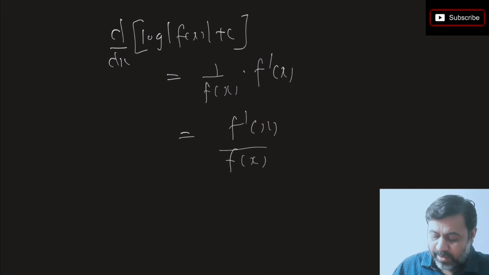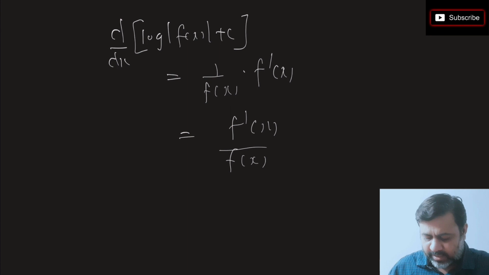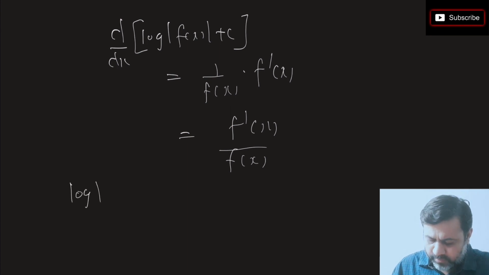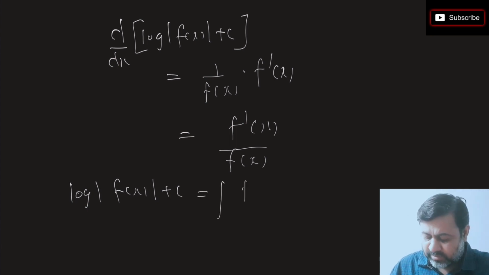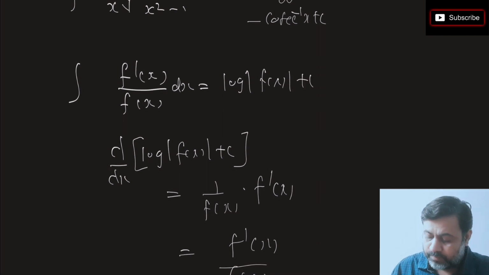So derivative of log fx plus c is f dash x by fx. If I apply the definition, remove derivative sign from one side, put integration sign on the other side, what I get is log of mod fx plus c, which is the integration of f dash x by fx with respect to x. So we got the formula: integration of f dash x by fx dx is log mod f of x plus c. Now I just want you to observe a couple of things.